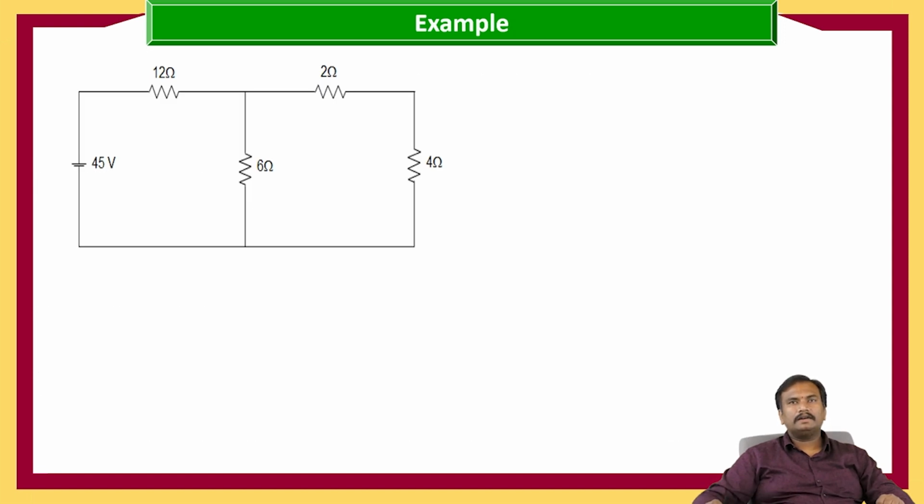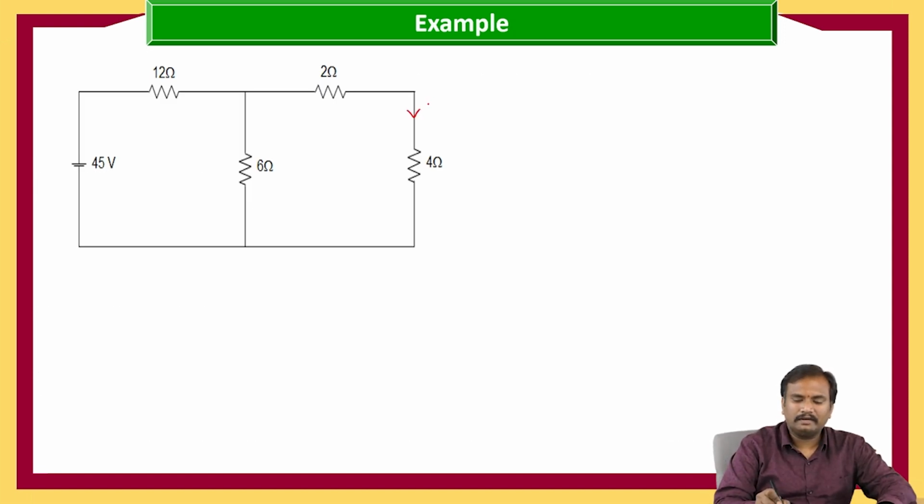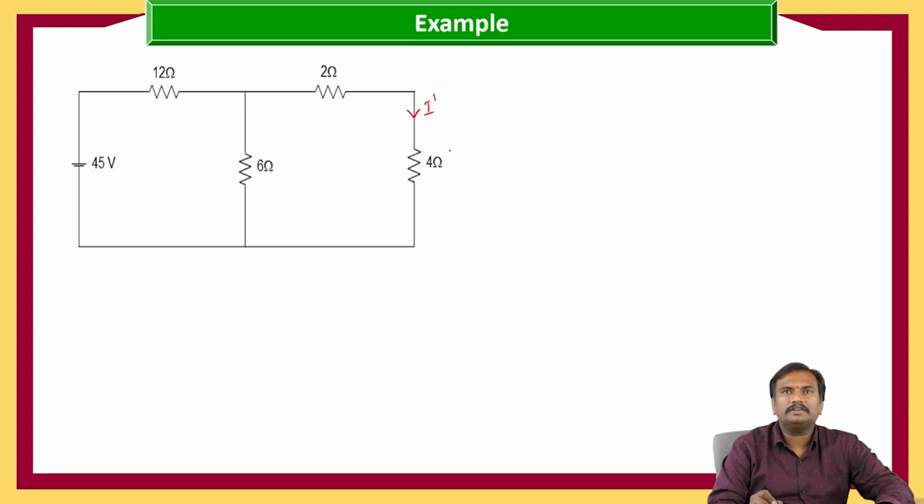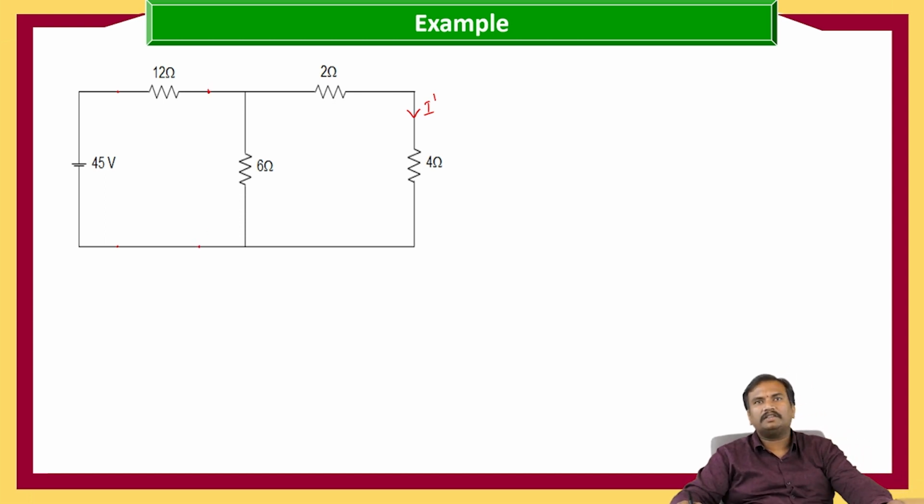Now let us go with the example. Let us consider this 45 volts as the input and the response as I. Let us consider I dash. So we need to calculate what is I dash. In order to calculate I dash, we have to go with either the mesh or nodal method or the circuit reduction method. Here, if you see, it is easy with the circuit reduction method.